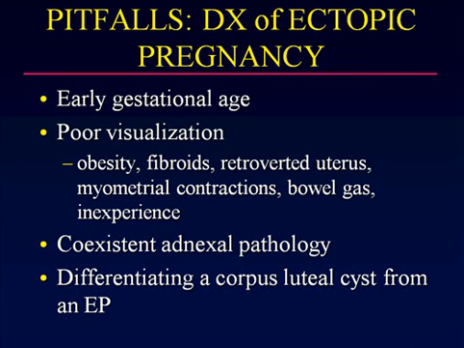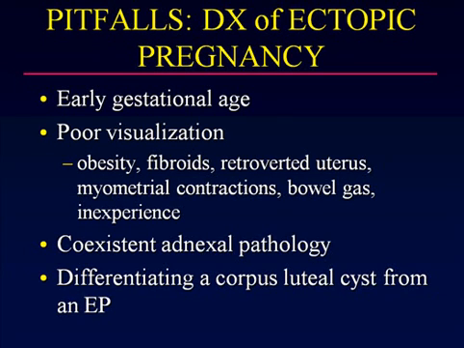Well, what are some of the pitfalls in the diagnosis of ectopic pregnancy? Well, I've just described probably the most common, which is the problem that you have diagnosing an ectopic pregnancy at a very early gestational age. Another problem is poor visualization, and this can be due to obesity, the presence of fibroids in the uterus, a retroverted uterus, myometrial contractions, artifact from bowel gas, and also inexperience of the examiner.